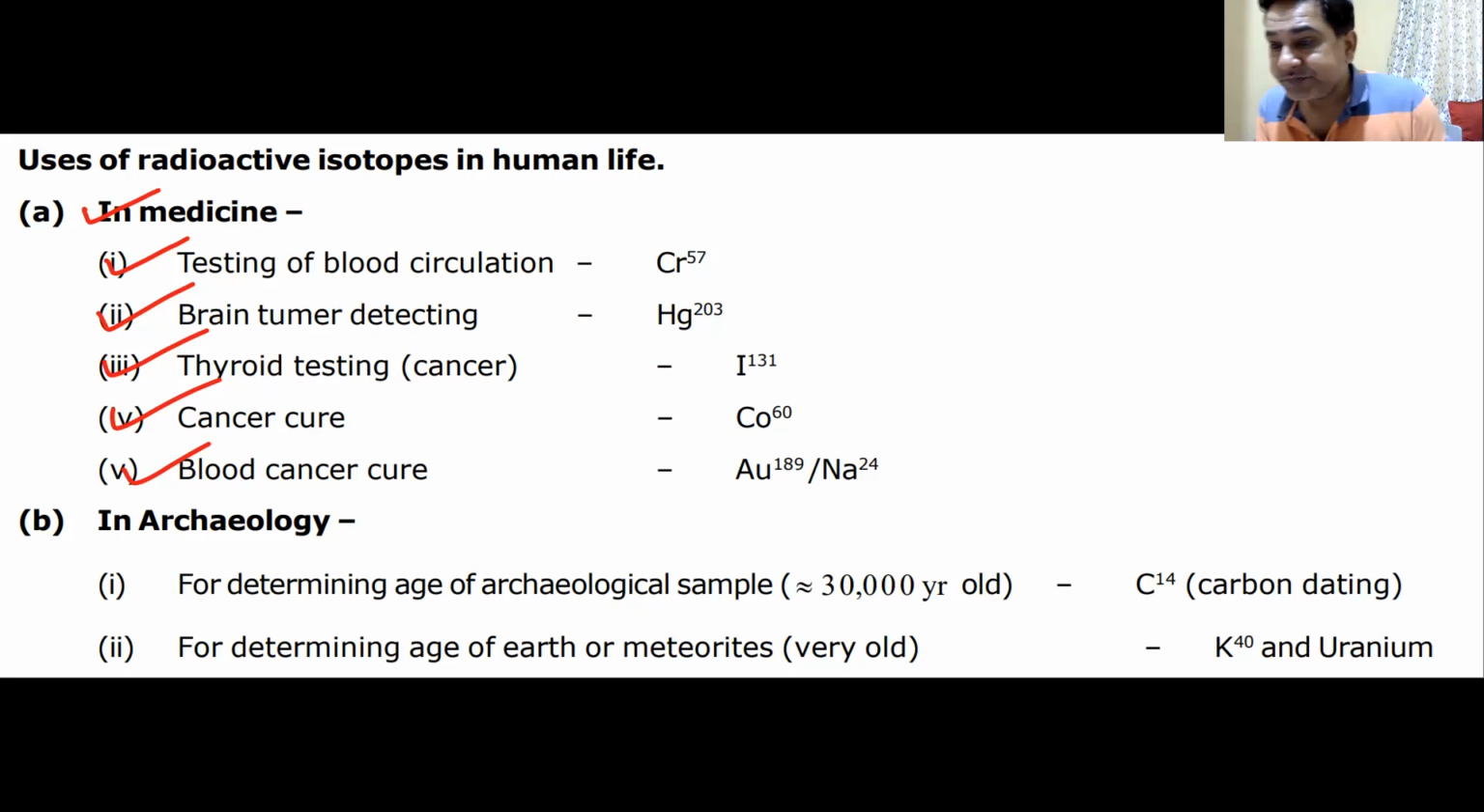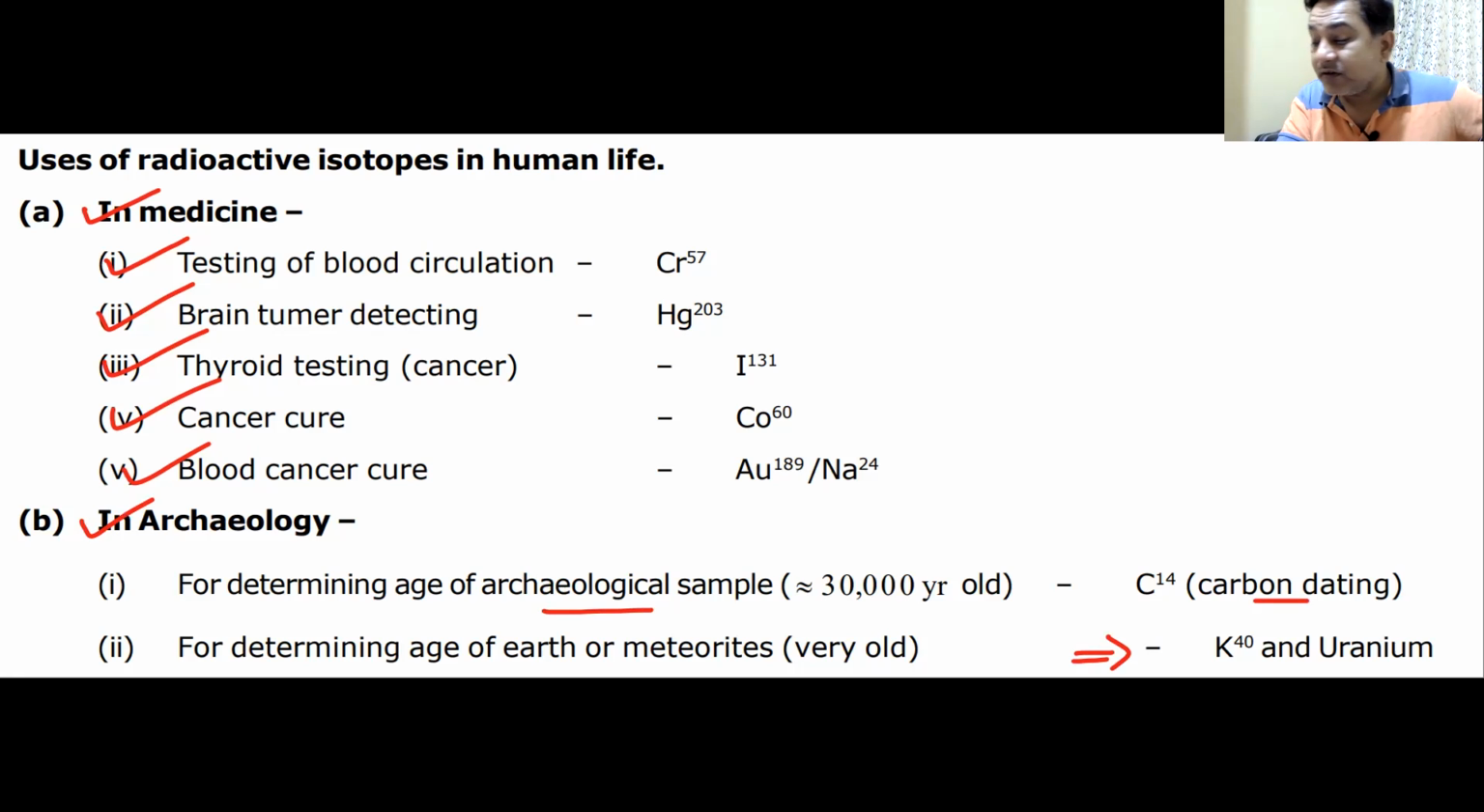Okay, so these are the examples in medicine. In archaeology, we can find out using carbon dating the age of earth and meteorites. Questions on this may not come to you. In most of the cases, the question will be coming from part A. Do we understand this? Yes, sir.